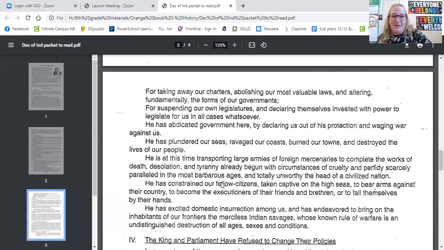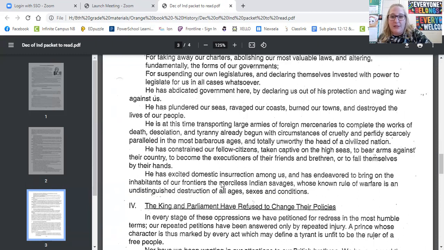Keep highlighting. He is at this time transporting large armies of foreign mercenaries to complete the works of death, desolation, and tyranny already begun with circumstances of cruelty and perfidy scarcely paralleled in the most barbarous ages and totally unworthy the head of a civilized nation. Here's what he's saying now: you've sent over foreign mercenaries. You've literally run out of British soldiers, so you're now bringing in German soldiers that you are paying to fight for you, and having them come over to continue your terrible acts.